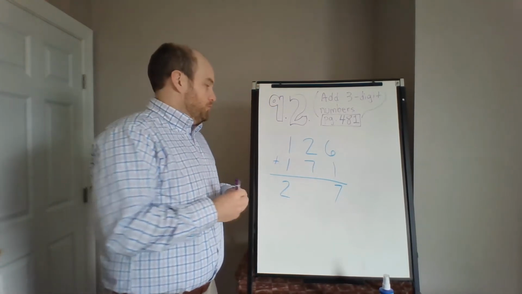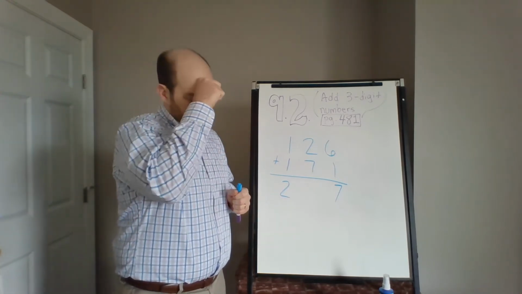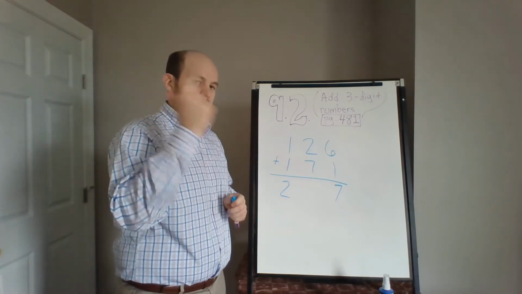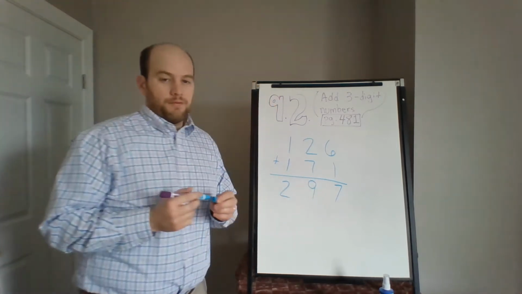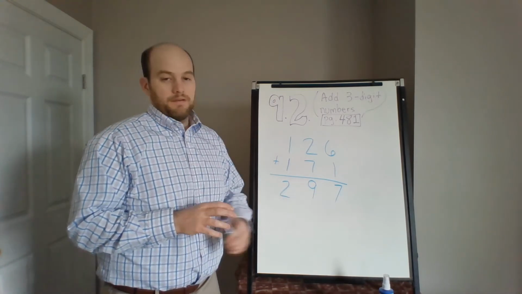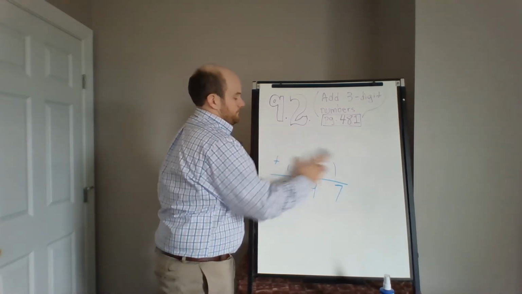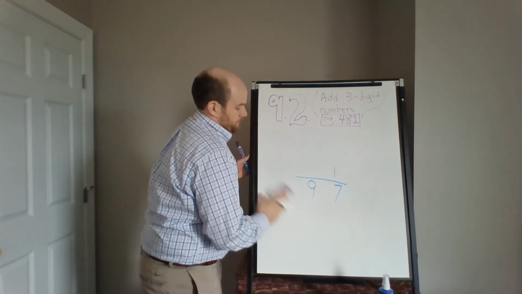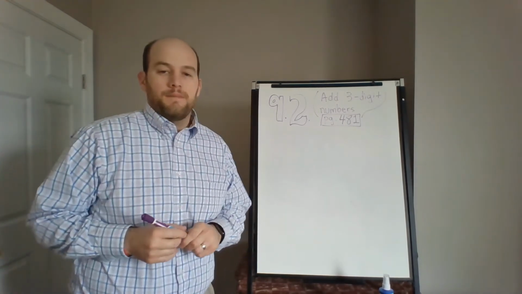Then 2 plus 7. Remember, start with that bigger number. Put that one in your head. So 7, 8, 9. So for number 3, your answer should be 297. Make sure you write that down on there. Again, feel free to pause this at any time.